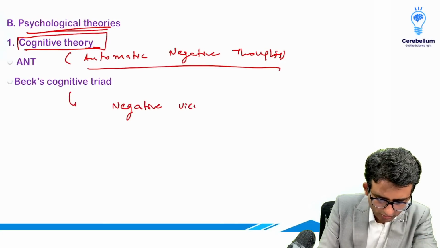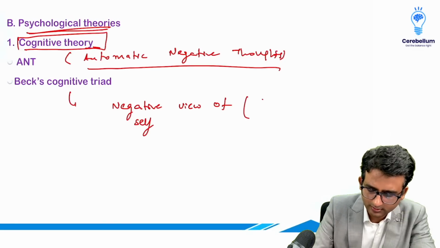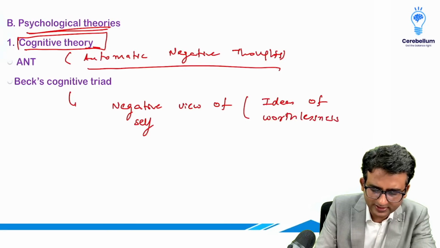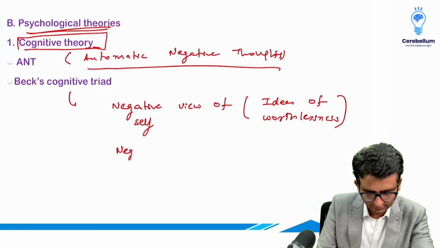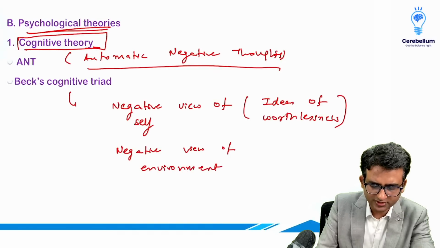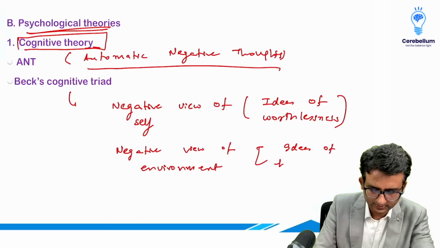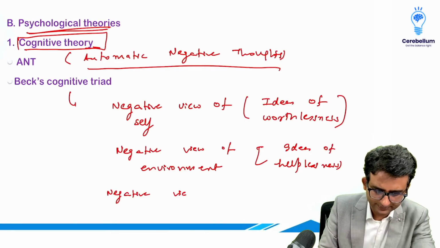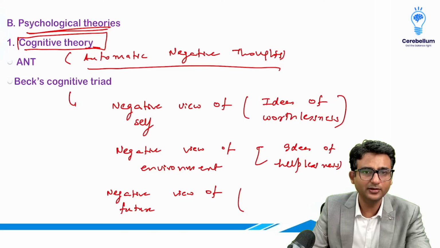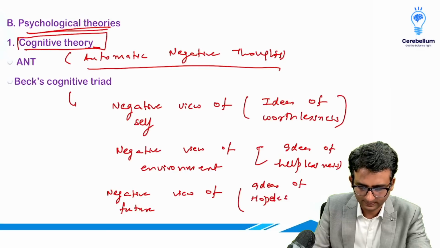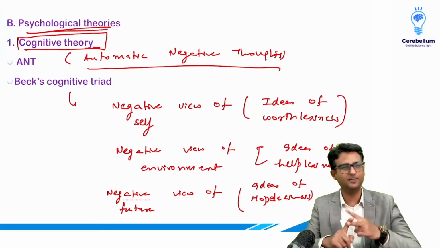Negative view of self, ideas of worthlessness, bad thoughts about yourself. I am not good, I have no qualities, I have no worth. Negative view of the environment, that the world is a hostile place, I am helpless. And negative view of future, that today is bad and even tomorrow is going to be bad. Ideas of hopelessness, right? Ideas of hopelessness, helplessness, and worthlessness.